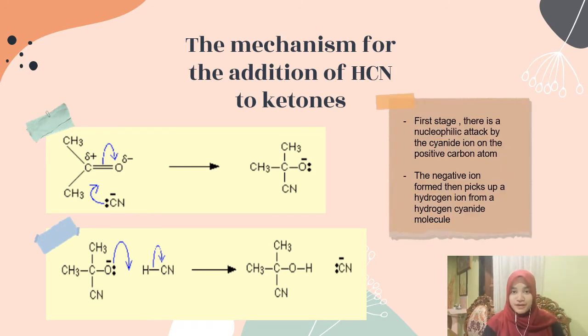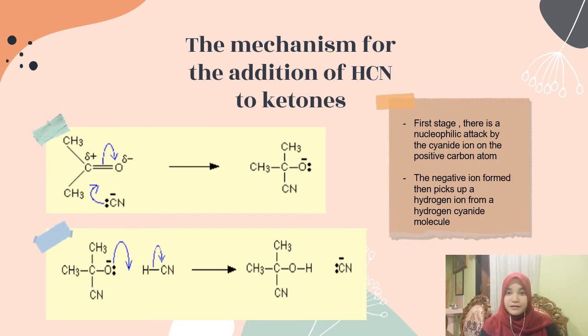So let's proceed to the mechanism for the addition of hydrogen cyanide to ethanal. The first step: as the cyanide ion approaches the slightly positive carbon atom, the lone pair of electrons is attracted towards the carbon and forms a bond with it. At the same time, the two electrons in one of the bonds joining the carbon to the oxygen are repelled until they end up entirely on the oxygen, giving it a negative charge. The negative ion then picks up a hydrogen from a hydrogen cyanide molecule.